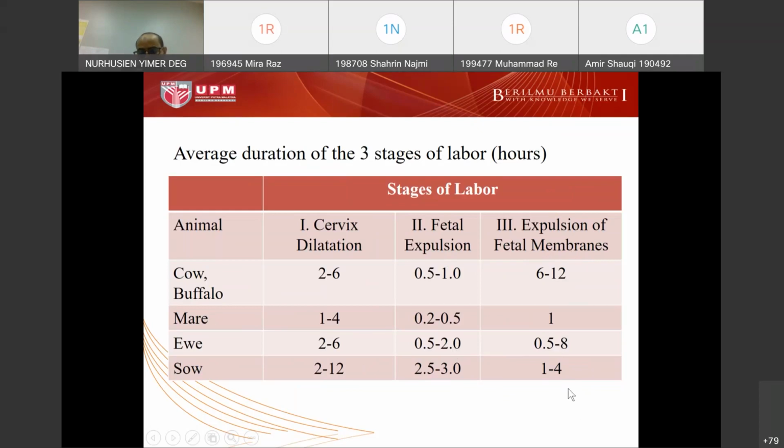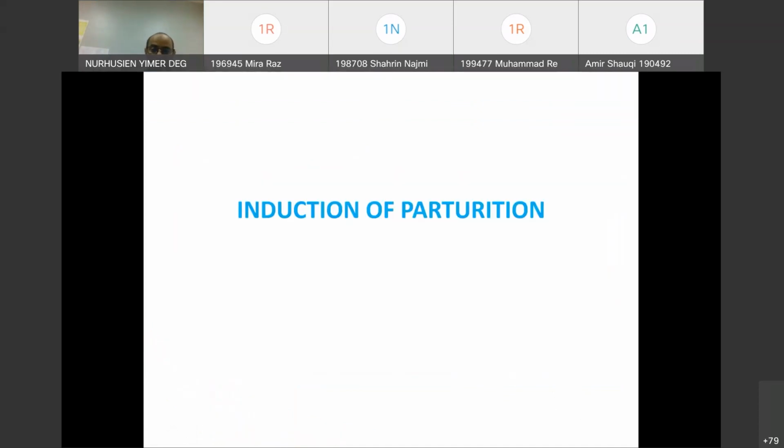Expulsion of the fetal membranes is more or less similar to what we see in mares because they do have the same kind of placentation, right? So it takes around 4 hours for it to be expelled for stage 3. All right. So that's all about parturition, a normal process of delivery, what will happen and what we expect.